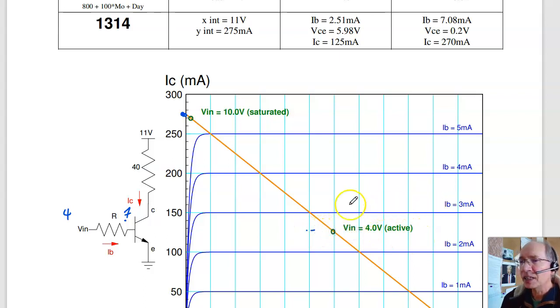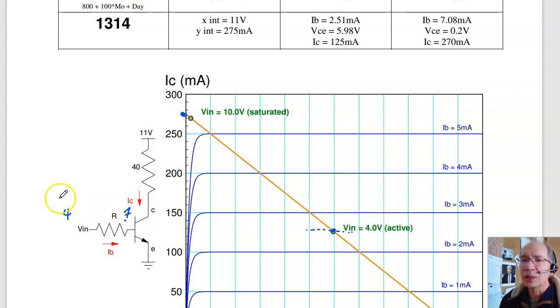I can calculate beta. So 5 gives you 250, 4 gives you 200. Beta is 50. That times 50 gives you IC, 125 milliamps. And then the voltage you can calculate, 11 minus I times R, 5.98 volts are right here. If you drew it graphically, it'll be right around here, right around 6 volts.